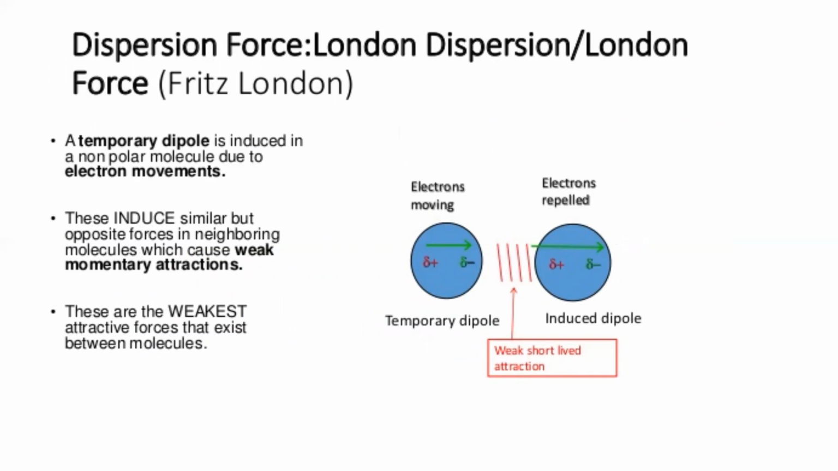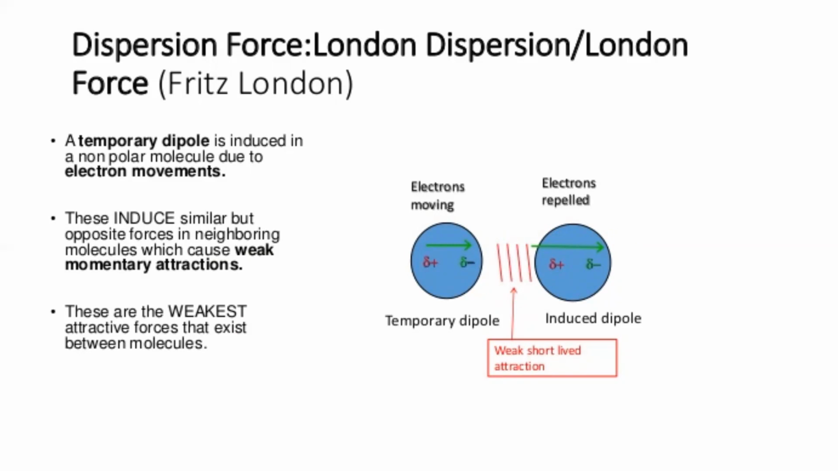So you can see as these electrons move around, as more electrons move towards one side of an atom, they can cause a temporary dipole there, which then can induce a dipole, repelling the electrons in another atom, inducing this dipole, and creating this temporary short-lived attraction. We're talking milliseconds where this happens, but they induce that opposite force in the neighboring molecules, which then cause these weak momentary attractions.